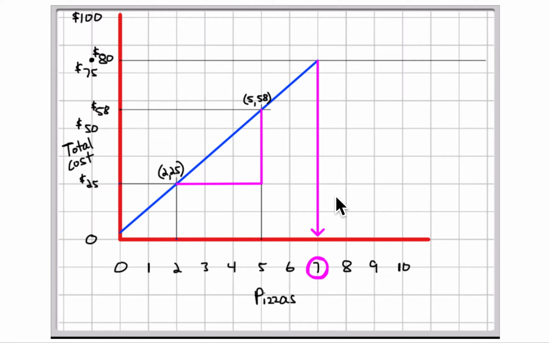All right, so let's place that slope triangle. We know a couple points on that slope triangle. This is 5 pizzas for $58. So you go out to the 5 and you go up to 58. This is 2 pizzas for $25. So you go out to the 2 and you go up to the 25 for 2 pizzas for $25.